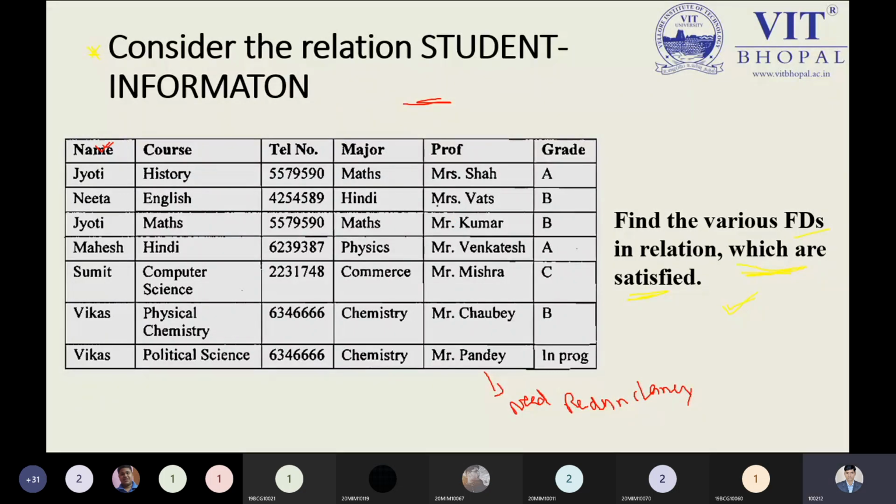Let us understand this concept properly. But before that, if you have any doubts, please ask me right now. Does anyone have any doubt?